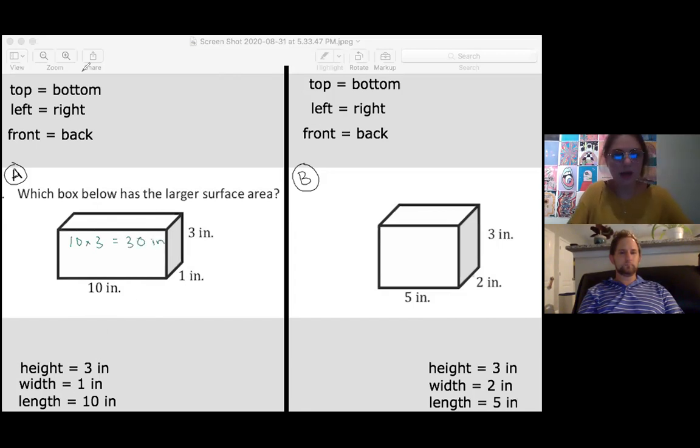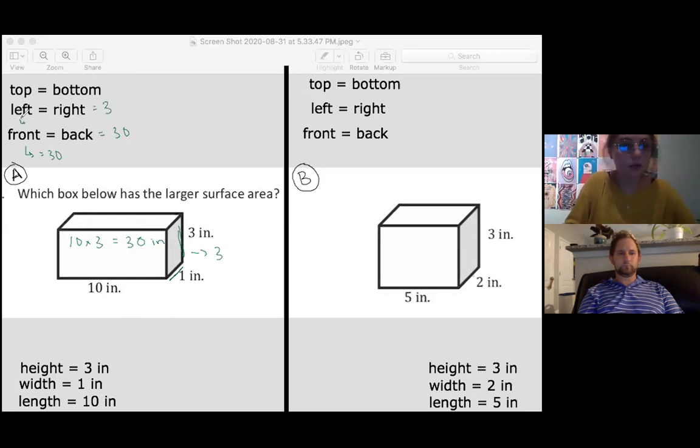So I'm going to go back here because if you remember, the front and the back both equal the same because they are congruent. We will go to this small box to the right next. The width or the base is 1 times the height, which is 3. So 1 times 3 is 3. So the left and the right both equal 3.